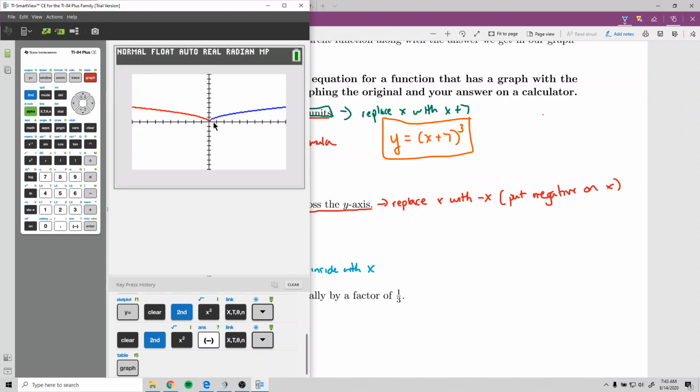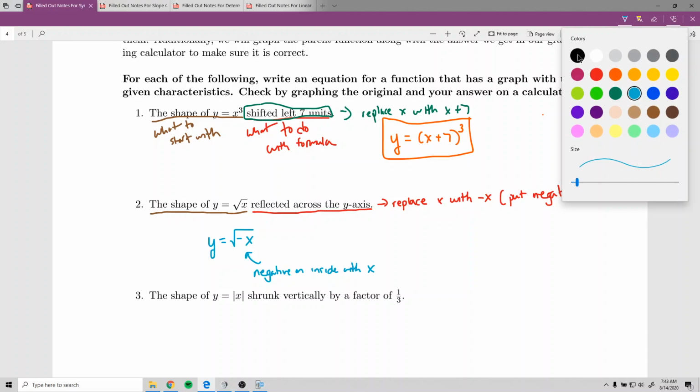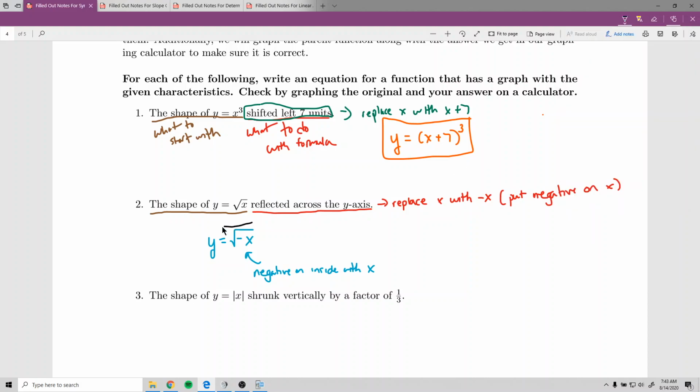Are we reflecting over the y-axis? Definitely. This is the y-axis. If we reflect the blue over the y-axis, we go right over here to the red. So that is correct.